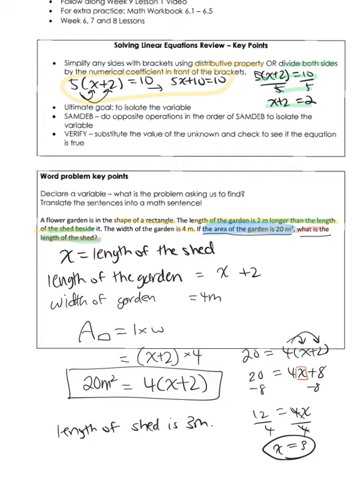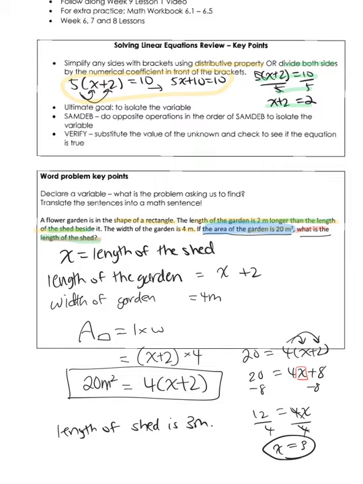That's it. Okay, so see how we had to declare a variable first. So figure out what is the question ultimately asking us to find. So x is equal to what they're asking us to find. Translate each of this into a math sentence. Length of the garden is 2 meters longer than the length of the shed, which is x. Width of the garden is 4 meters. The area of the garden is 20 meters squared. So 20 meters squared area is equal to length times width, 4 times brackets x plus 2. And then I went from there to solve my equation.